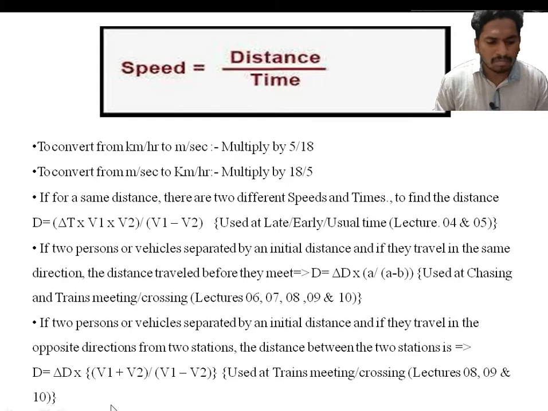So these are the brief formulas that we have used in time and distance. This is the basic formula, and these are the conversions: to convert from kilometers per hour to meters per second, multiply by 5/18, and to convert from meters per second to kilometers per hour, multiply by 18/5. And these are all the formulas that we have used.